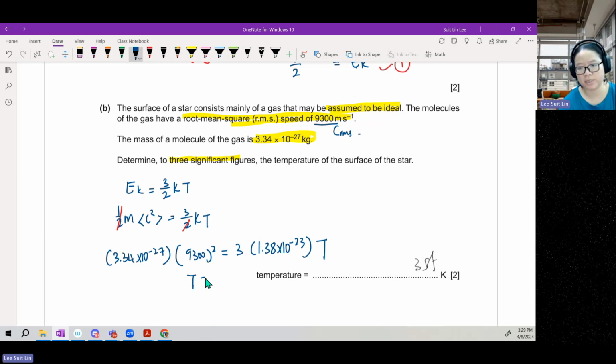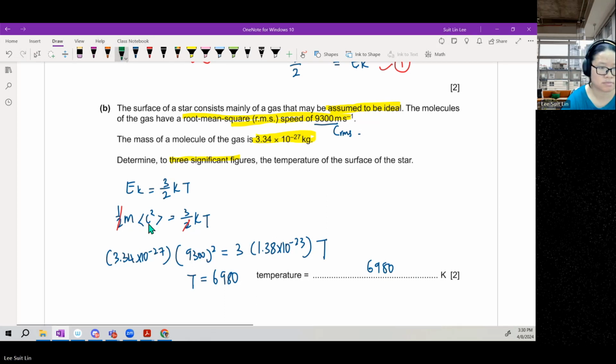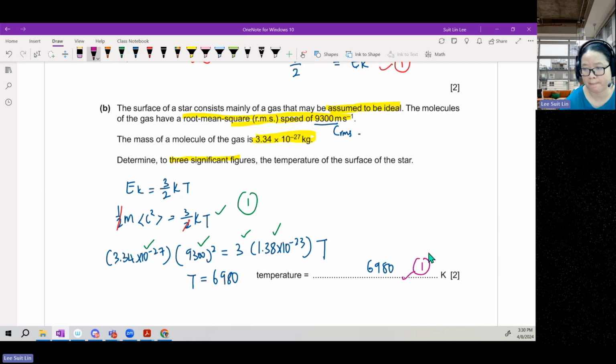Poke your calculator a bit. This will be 6980. Then I use my eraser to rub, just in case exam time I forget to write 3SF. I see 3SF very quickly, my pencil will come out and just doodle here at the side. Okay, so where will the marks be? The marks will be at the substitution. Everything here substituted correctly, 1 mark. Then the answer written to 3SF is 1 mark.